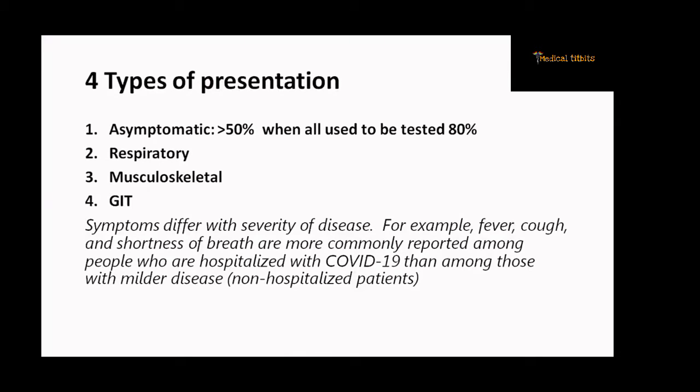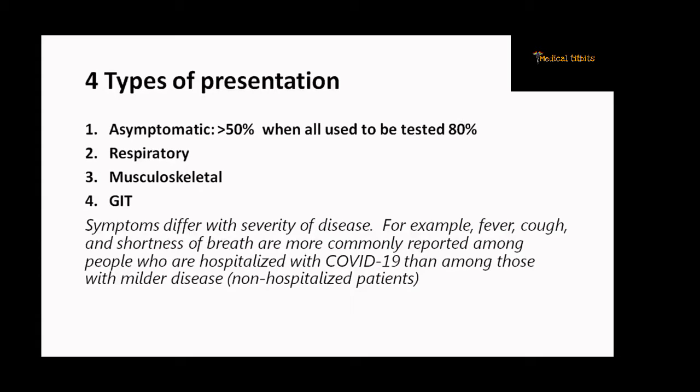Now, there are 4 types of usual presentation. More than half of the patients are asymptomatic. The second most common manifestation is respiratory. Third is musculoskeletal, and fourth is GIT. At one time, in the initial stages of lockdown, when everybody was kept in hospital and every contact was tested for RT-PCR, asymptomatics were as high as 80%.